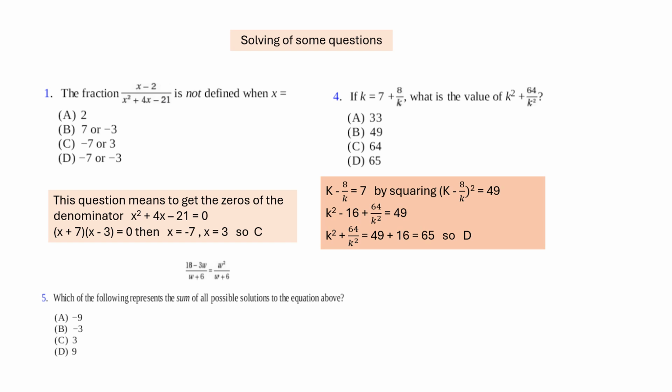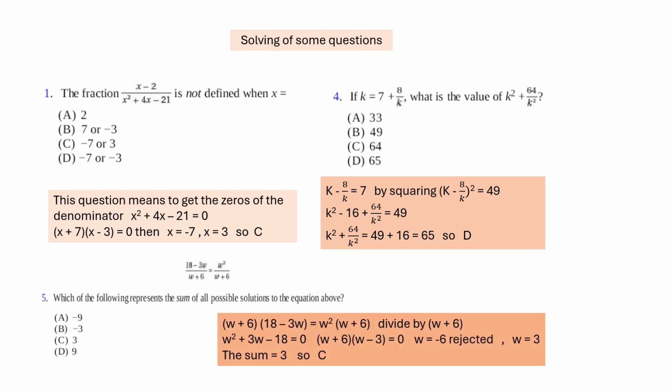18 minus 3w over w plus 6 equals w squared over w plus 6. Which of the following represents the sum of the possible solutions of this equation? First of all, we do cross multiplication and you will get w squared plus 3w minus 18 equals 0. So factorize it as normal. So w equals negative 6 or 3. Negative 6 is rejected because it will make the denominator 0. So this is rejected and w will be 3. There is only one answer, so the sum of answers will be 3.